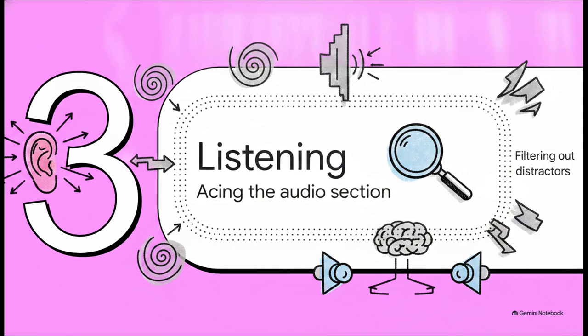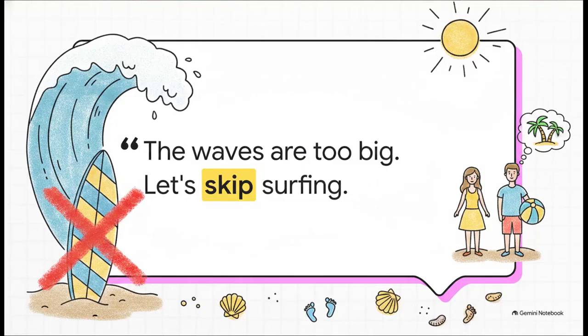That brings us to Pillar 3, acing the listening section. The real challenge in the listening section isn't just hearing the words, it's simulated focus. You have to filter out the distractors. For instance, the source material gives us an audio snippet of a man and a woman at the beach discussing their plans for tomorrow. One of them explicitly says, "The waves are too big, let's skip surfing."